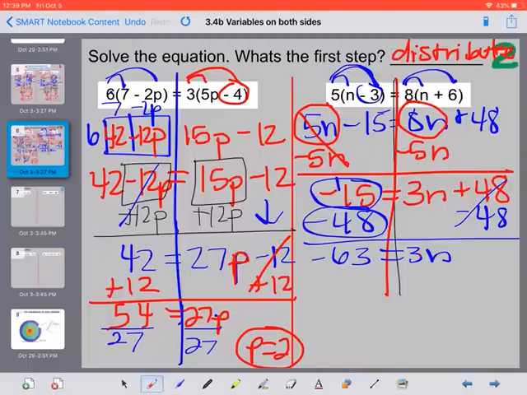And then last, the opposite of multiplying is dividing. So we're dividing by 3. I know my answer is going to be a negative. 63 divided by 3. This one actually works out nicely. 3 goes into 3 one time, and 3 goes into 60 20 times. So our answer would be 21, negative 21.